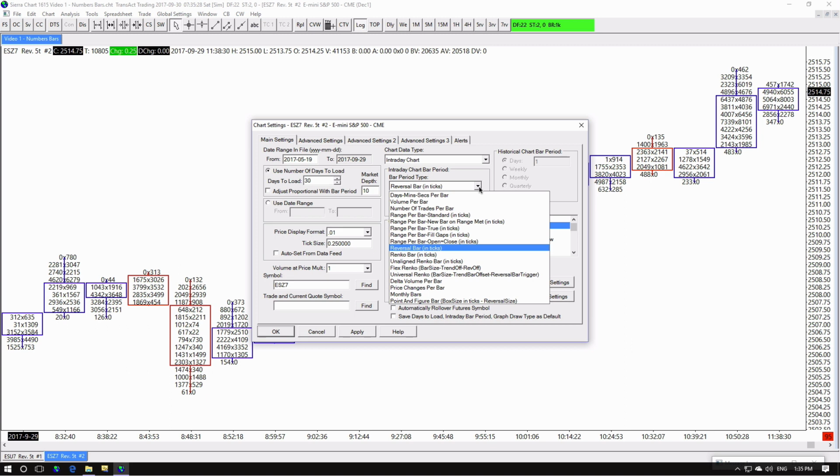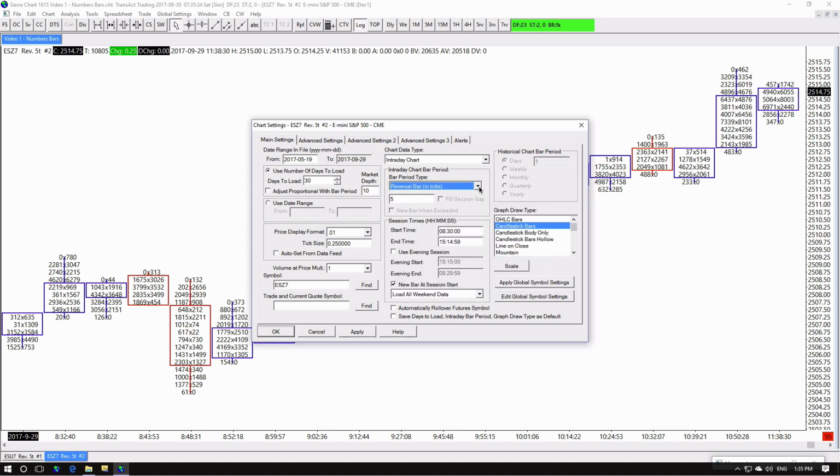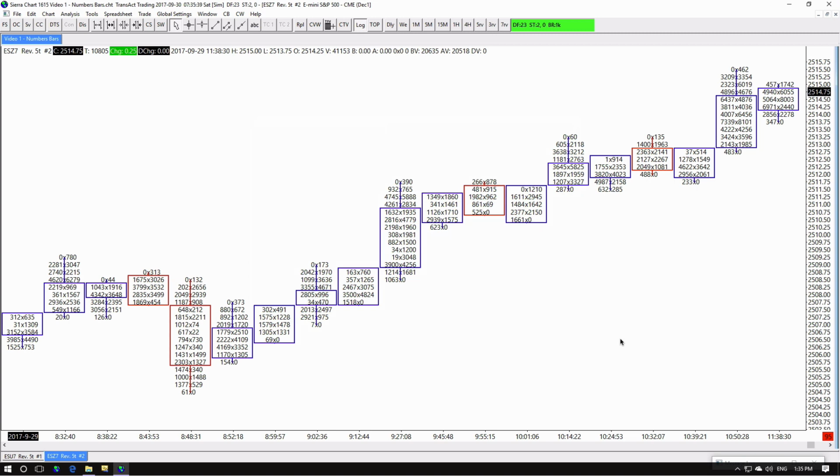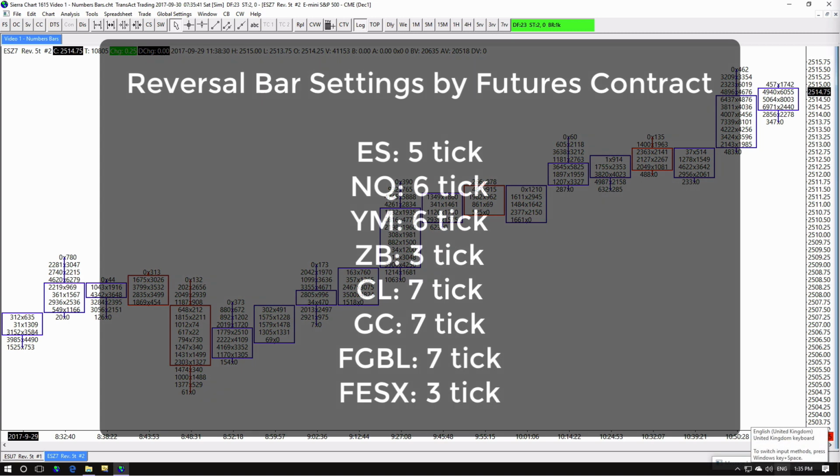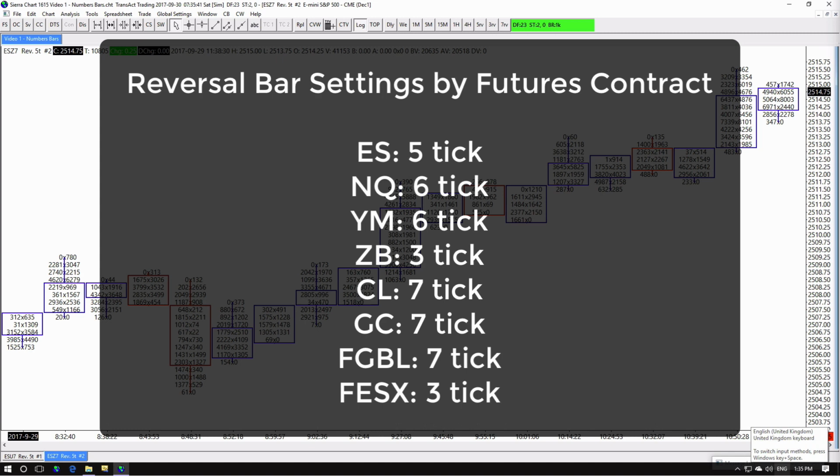Sierra Chart gives us lots of options: price range, price reversal, the volume traded per bar, the delta per bar. For the purposes of this video series, all of our examples use the E-mini S&P based upon a 5-range reversal chart, but depending upon what you trade, I encourage you to explore different chart types and different chart periods so that you can find a chart type and period that's in tune with your own trading preferences. Here are some ideas to consider when day trading various different contracts.